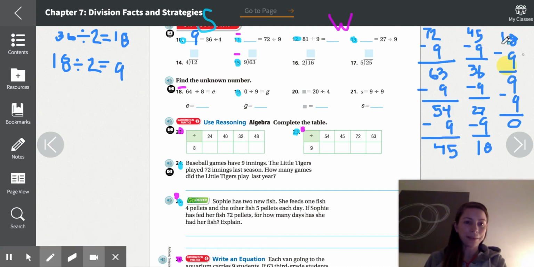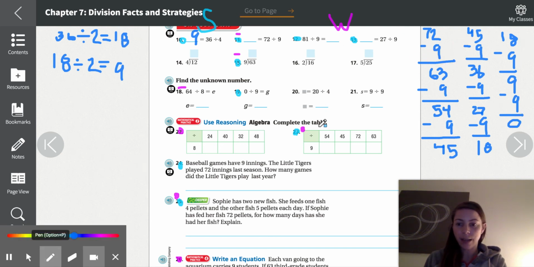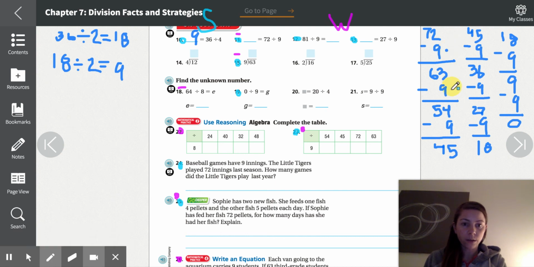Okay, I'm back. I wrote all my repeated subtraction of subtracting groups of 9 until I got to 0. So now I have to see how many times I did that. So I did it once, twice, 3 times, 4 times, 5, 6, 7, 8. So 72 divided by 9 should have been 8. 81 divided by 9, if you know your multiplication facts, you know that that is 9. This one's trying to trick you by going backwards here. It's still 27 divided by 9, which is 3. 3 groups of 9 would be 27.